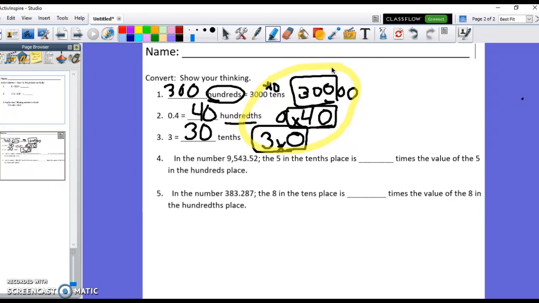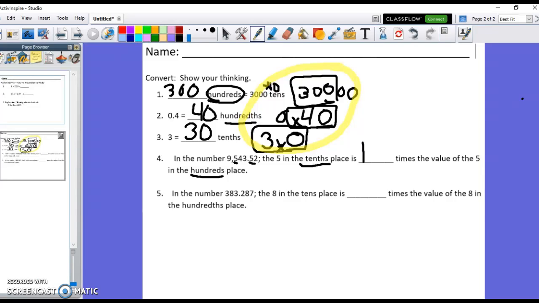Now we're going to do numbers 4 and 5. You can also show your work in numbers 4 and 5. So in the number 9,543 and 52 hundredths, the 5 in the tenths place, I'm going to underline the tenths place, is blank times the value of the 5 in the hundredths place. Here's the 5 in the tenths place. Here's the 5 in the hundredths place. Now I'm going to put a 1 on the line because it's either going to be 10 times more, 100 times more, or 1,000 times more, or 10 times less, 100 times less, or 1,000 times less. So I put a 1 on the line.